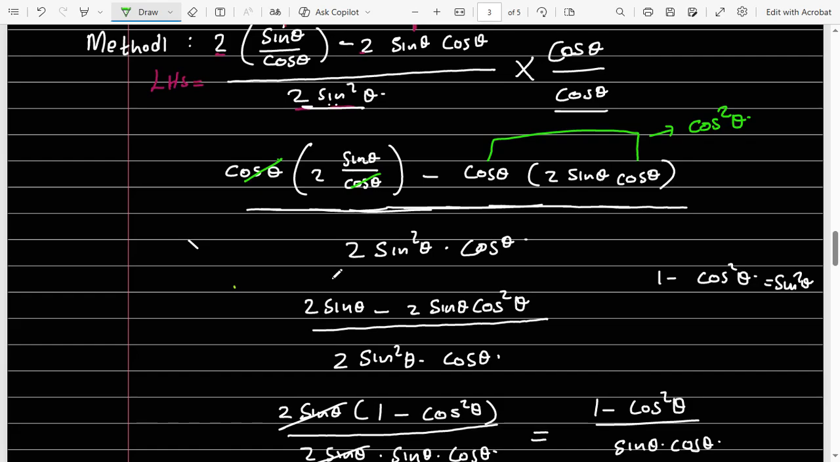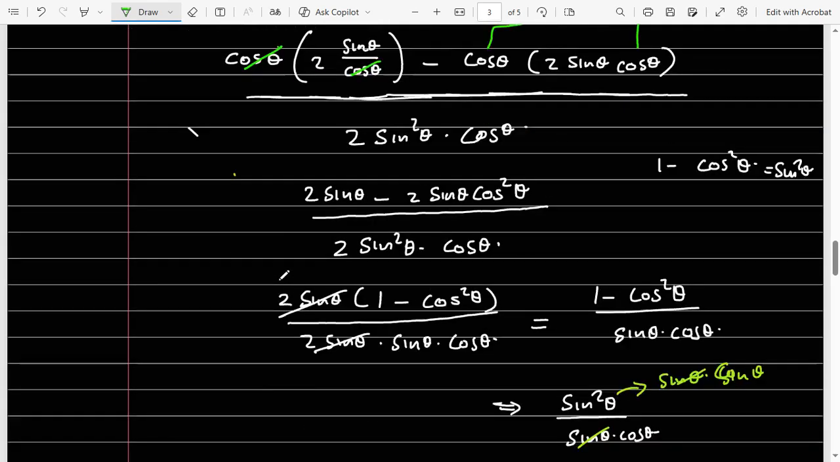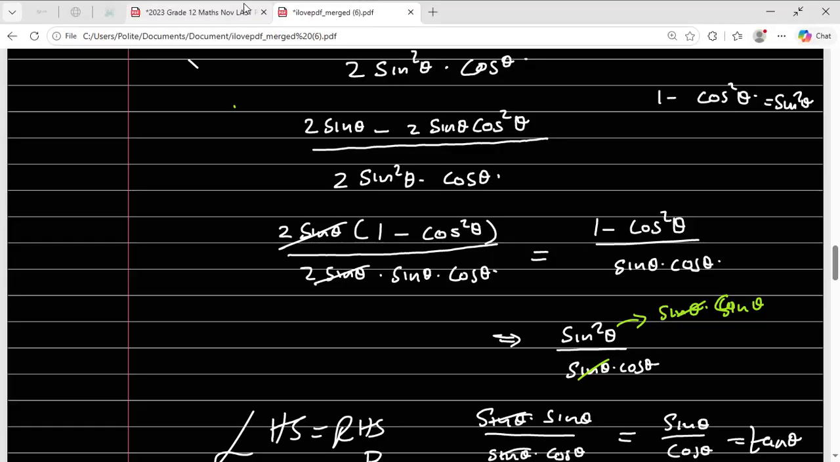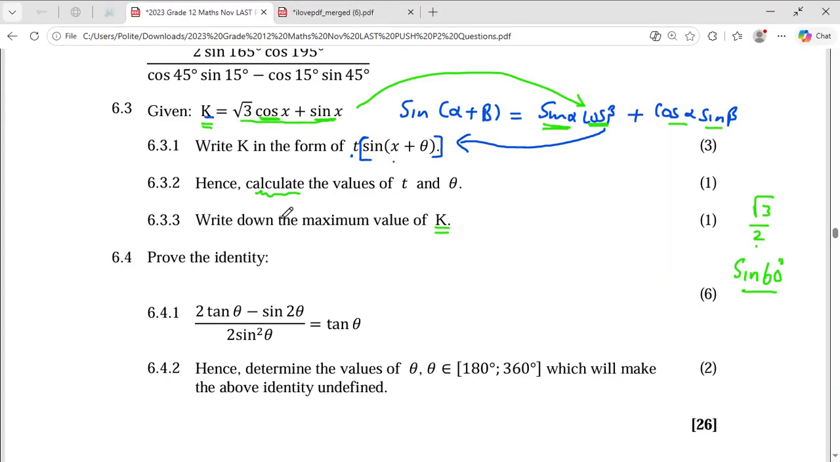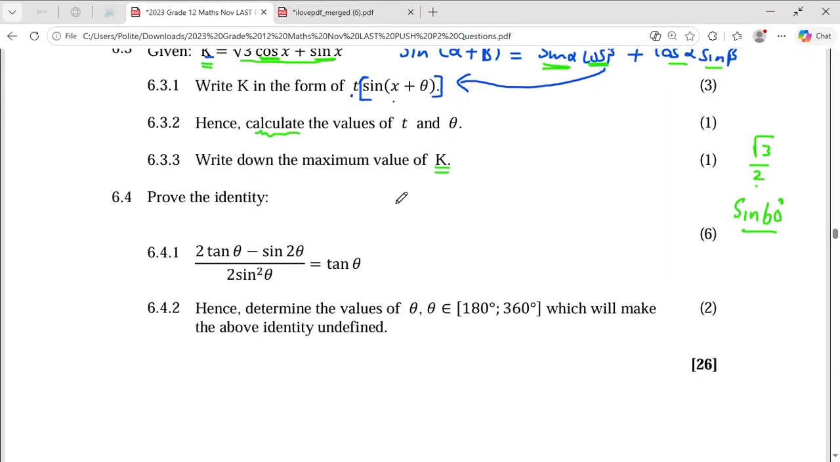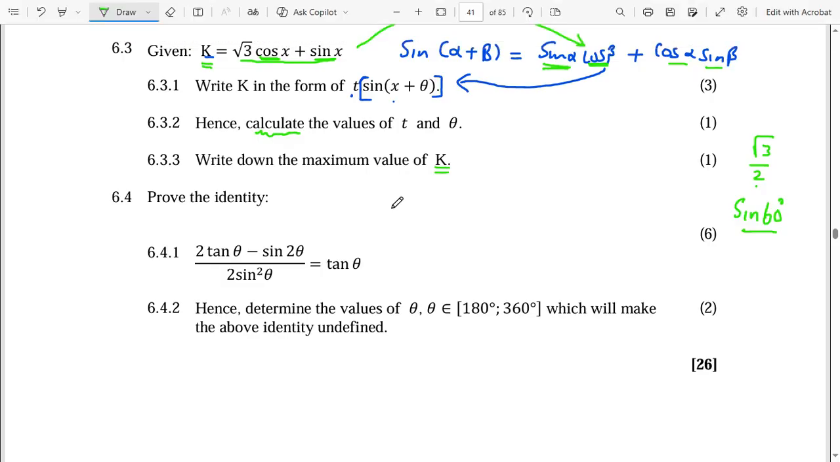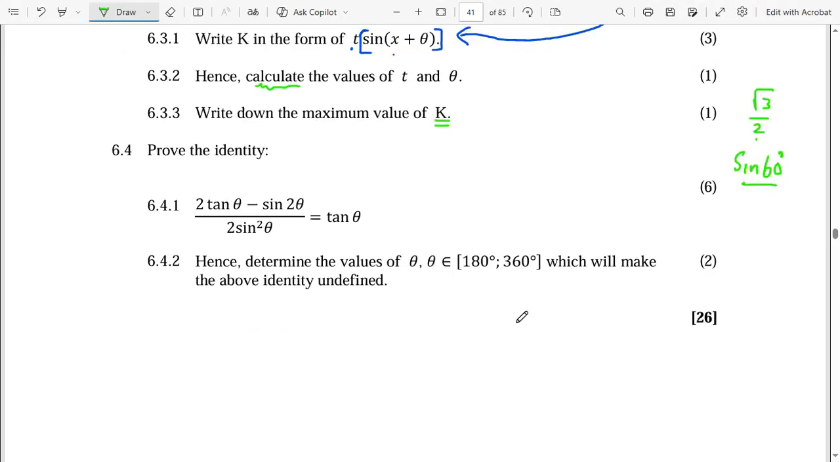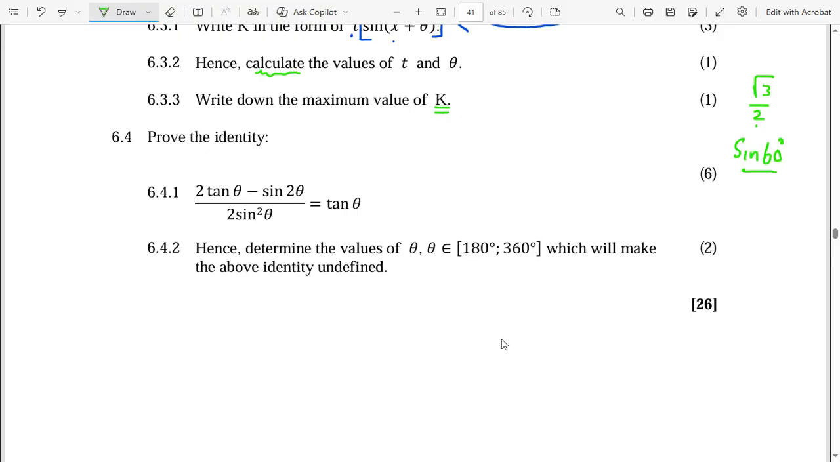Oh, okay. The last question, guys. Please, let's work on the last one of this question paper. High order questions. Okay, hence determine the value of theta. This is too much. Now, the value of theta for the above identity to be undefined. So if I have A over B, for this fraction to be undefined, B must be equal to 0, because if I divide by 0, I get undefined.